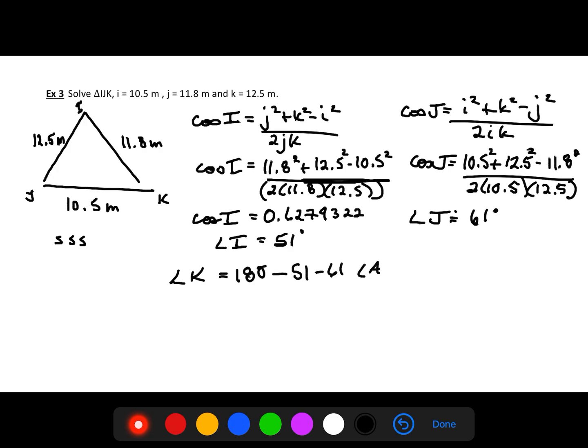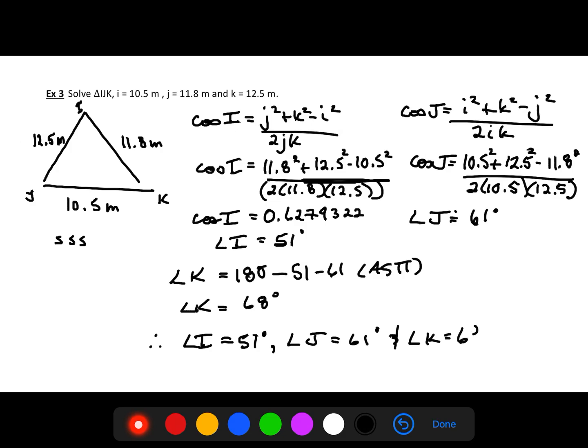And once we have 2 of these angles, we're going to find our third one by taking 180 minus 51 minus 61. We can do this because of the angle sum of a triangle theorem. So angle K is equal to 68 degrees. Quick therefore statement, stating everything that we have figured out here. Angle I is 51 degrees, making sure we put our units on here. Angle J is 61 degrees, and angle K is 68 degrees.